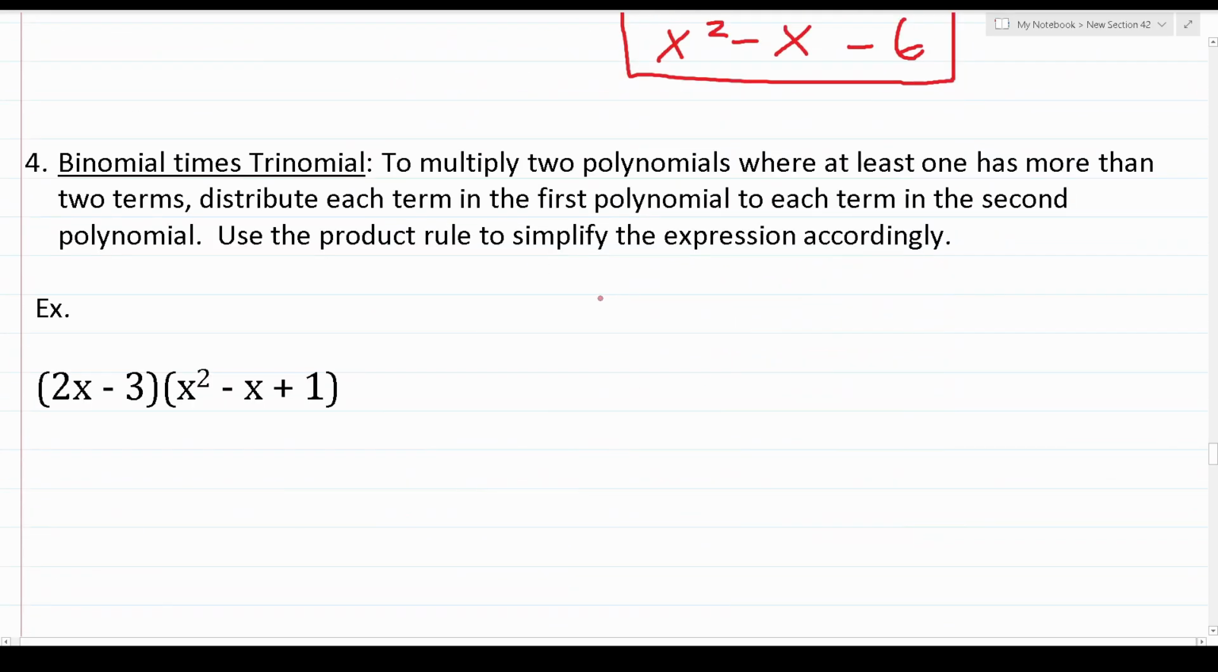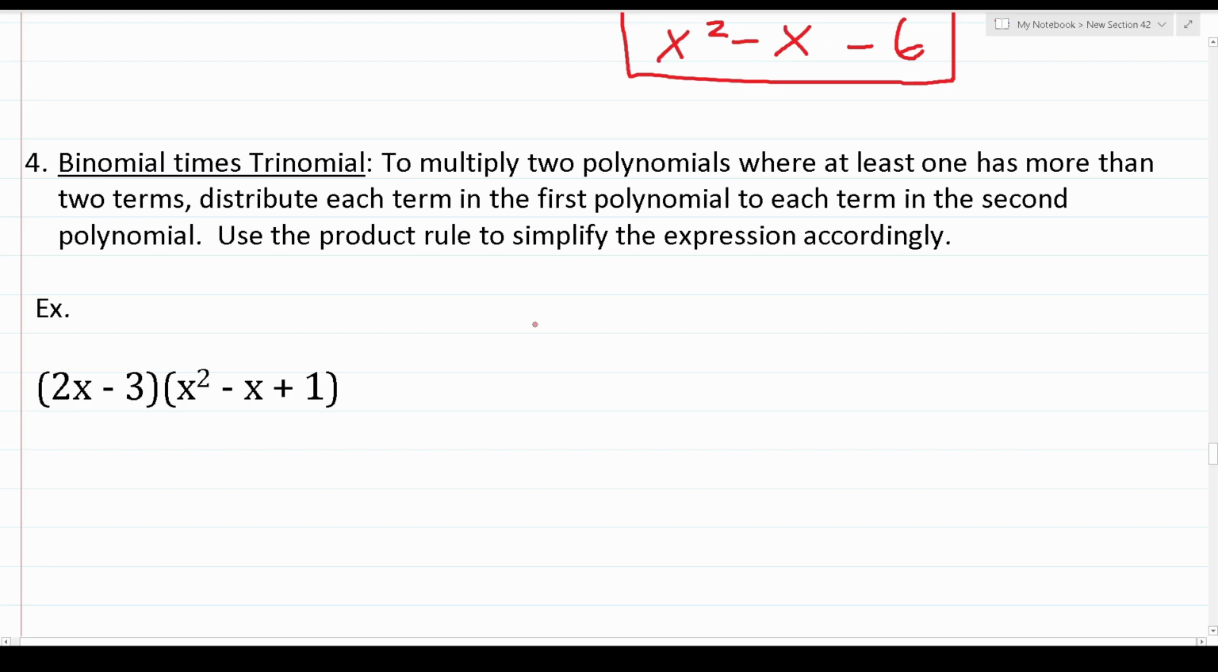All right, so in this last example, we're going to look at multiplying a binomial by a trinomial. And let's take a look at our instructions here. It says to multiply 2 polynomials where at least one has more than 2 terms. Distribute each term in the first polynomial to each term in the second polynomial, use the product rule to simplify the expression accordingly. And here's why I don't like the FOIL method.